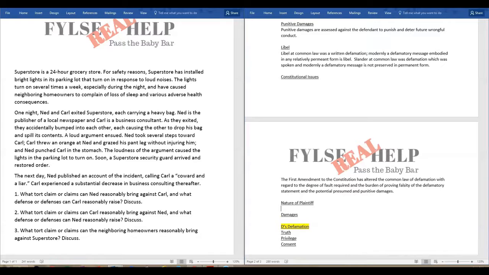So we're just going to put our rule statement down. This is one of those issues where you're going to bring it up and you're just going to get rid of it real quick. So let's make sure we're not underlining as we go. Where the plaintiff is a public official or public figure, plaintiff must establish that defendant acted with malice before any recovery may be had.